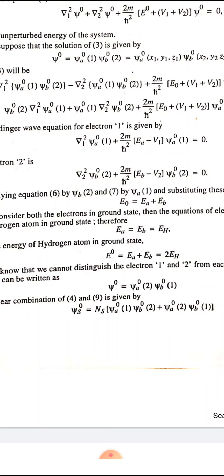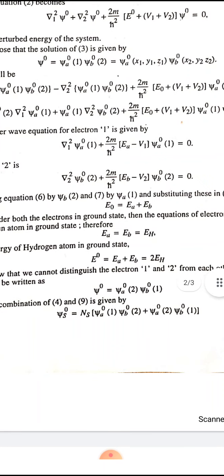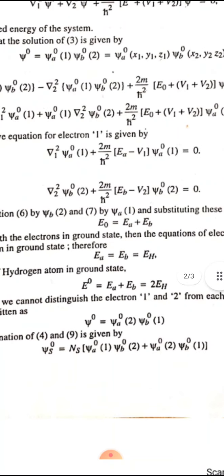Therefore, the Schrodinger wave equation for electron 1 is given by del 1 square psi A0 of 1 plus 2m by h cross square (E A minus V1) psi A0 of 1 equals 0, and the Schrodinger equation for the second electron becomes del 2 square psi B0 of 2 plus 2m by h cross square (E B minus V2) psi B0 of 2 equals 0. So, these are the two Schrodinger equations, written for the two electrons.